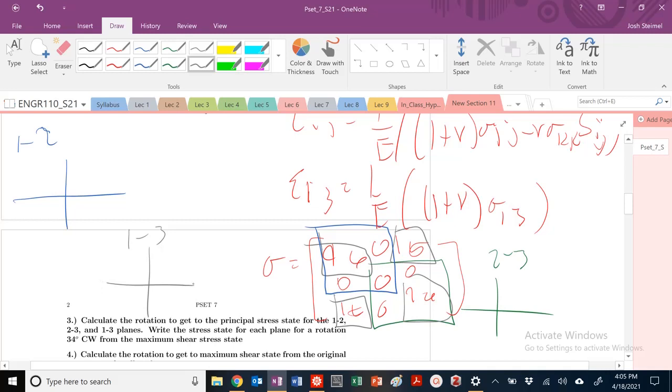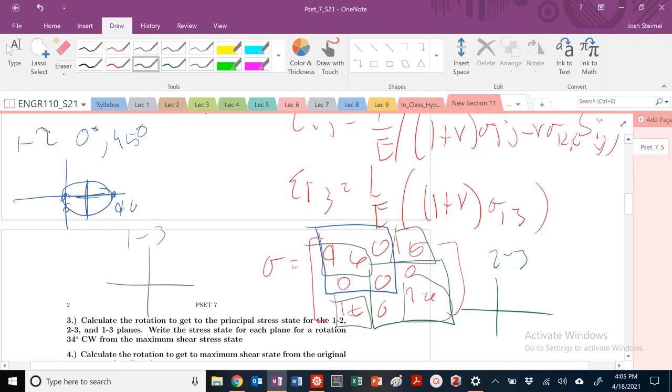So let's draw our Mohr circle in 1, 2, and 2, 3. This is going to be pretty easy. It's just 96. This is going to be 0. That's my Mohr circle. So I'm already in my principal stress state. So 0 rotation to get to principal. To get to my maximum shear, that's going to be 45 degrees.